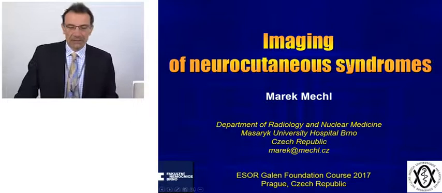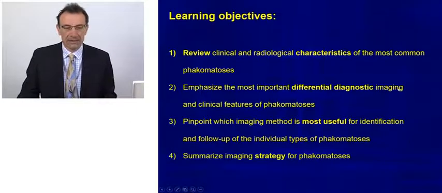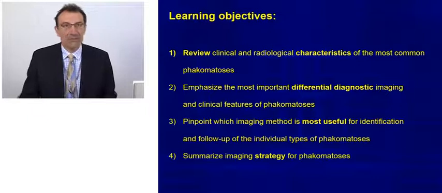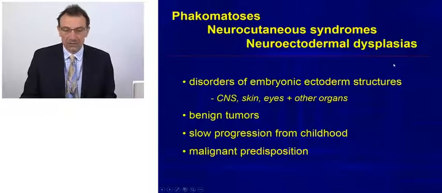So I would like to start the presentation itself, and my learning objectives are just to review the most common phacomatosis or neurocutaneous syndromes, then to emphasize the most common differential diagnostic imaging features, and also look at the most useful method and then the whole imaging strategy for all the most common phacomatosis.